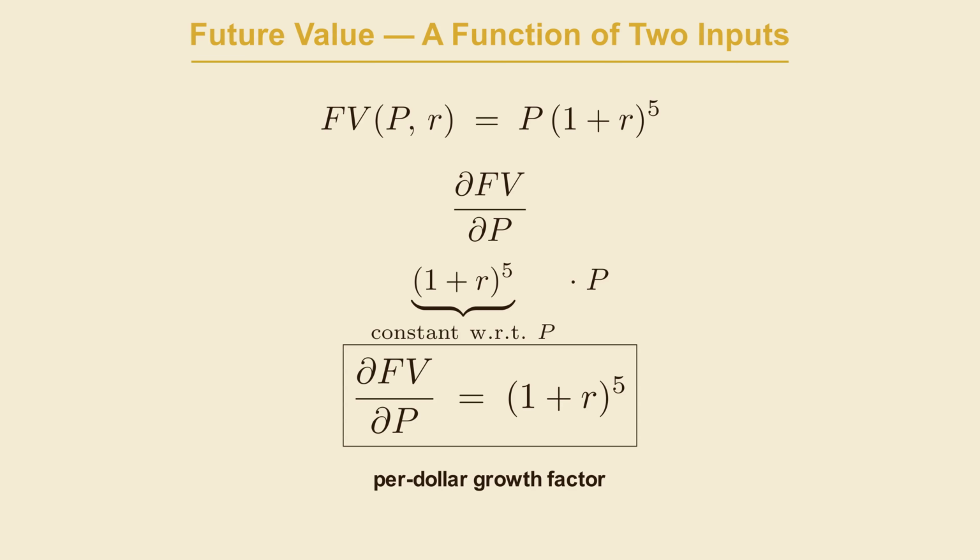It is the per dollar growth factor. At any fixed rate and term, every additional dollar of principal that you put in ends up being worth (1 + R)^t at maturity. Nothing about that depends on how big the principal already is, which is exactly why the derivative does not respond to the amount of the principal.